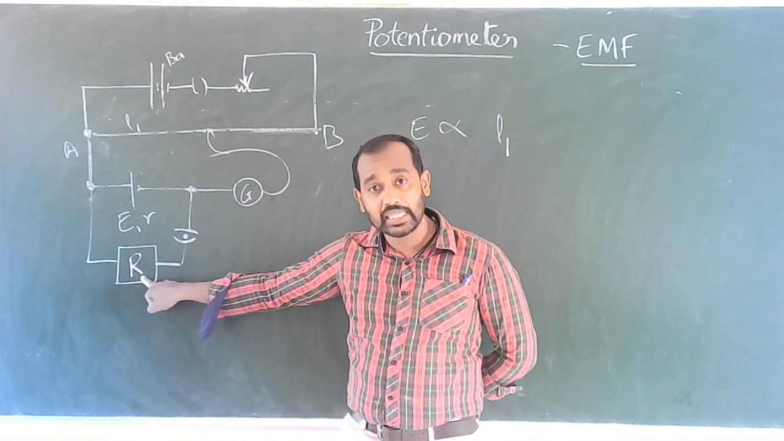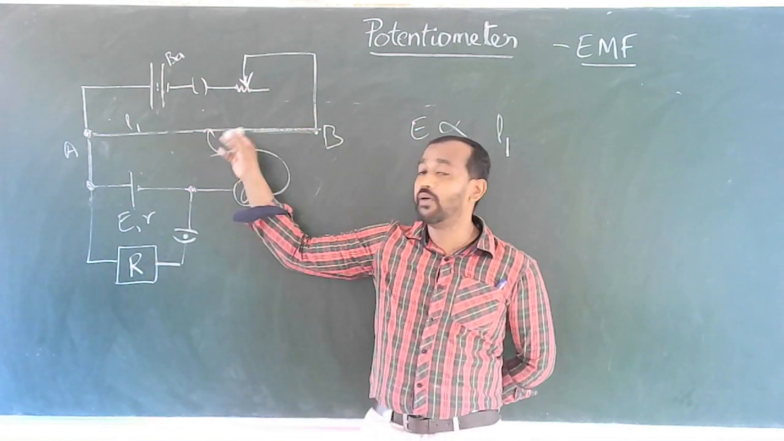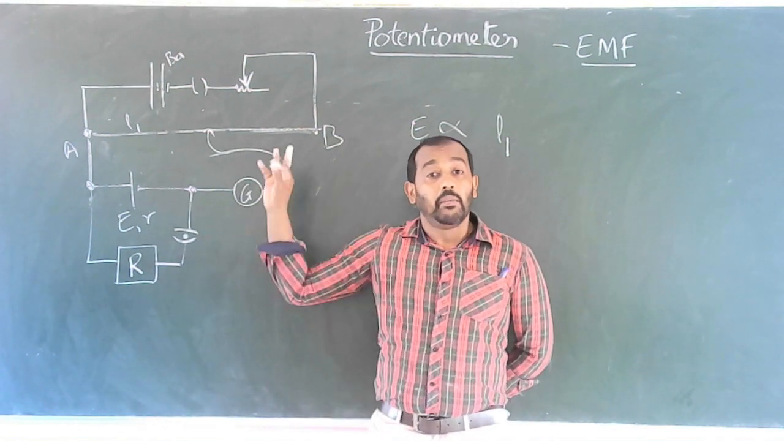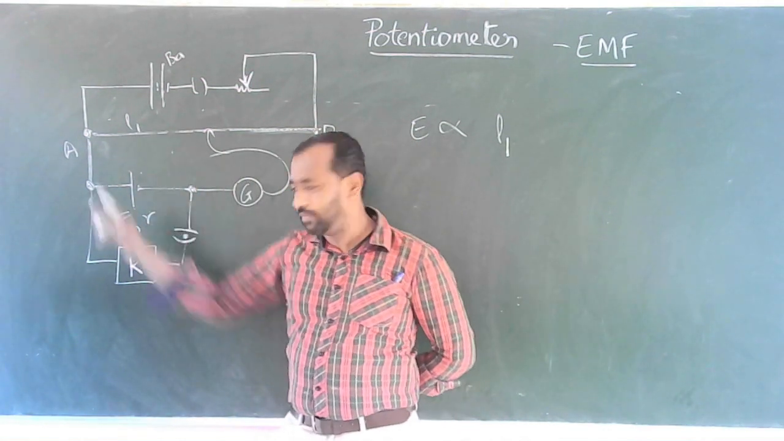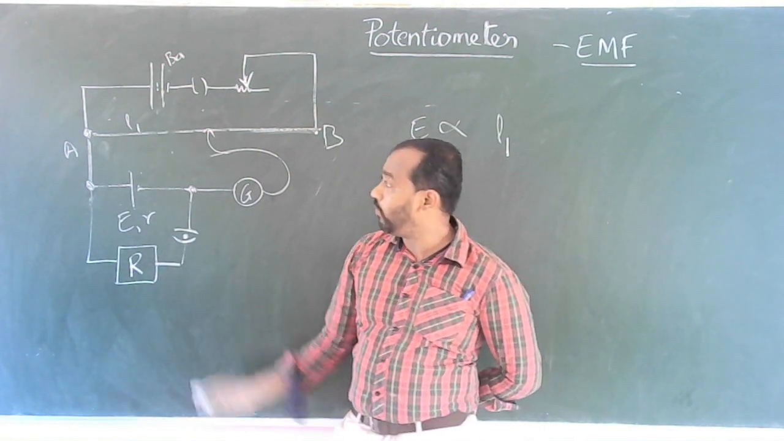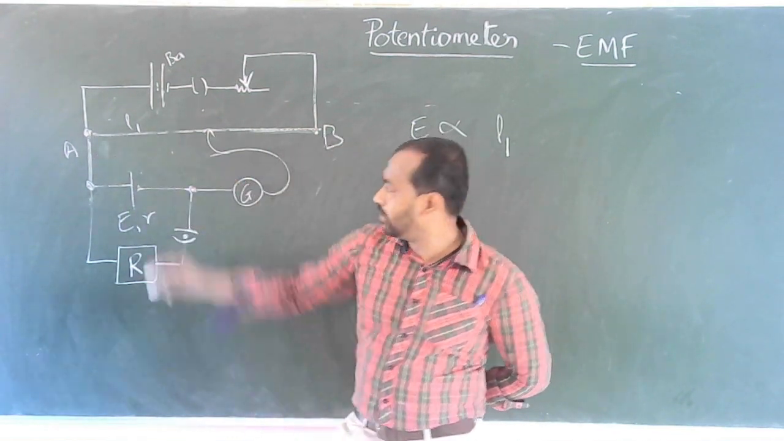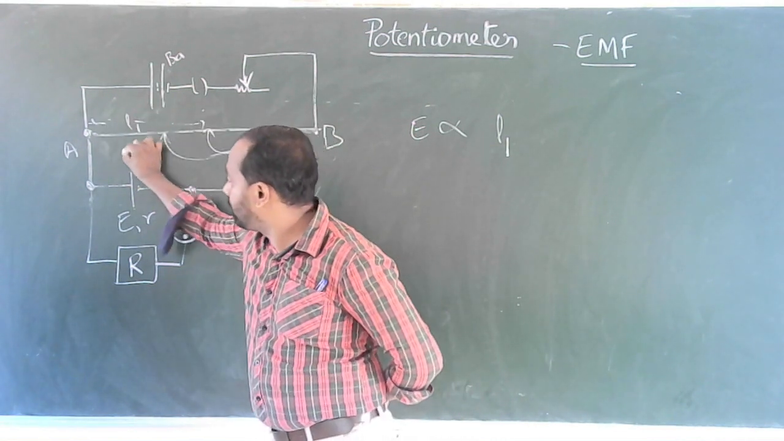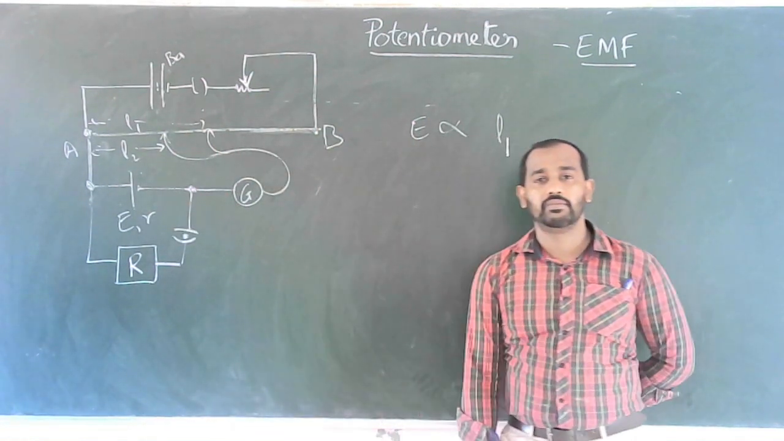If resistance R is connected parallel to the cell, now the balancing point will be found to be different. Why? We will explain. But here we can see that we have to do the same thing. By including the resistance, by closing the key, we have to again find out the balancing length by sliding the jockey over the potentiometer wire. So somewhere here, we will find the balancing length, which is represented as L2.